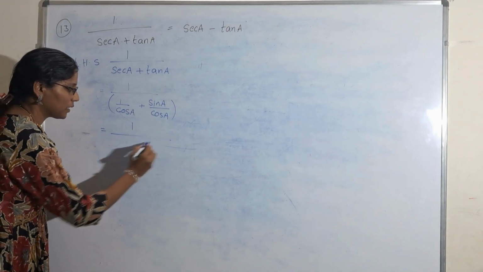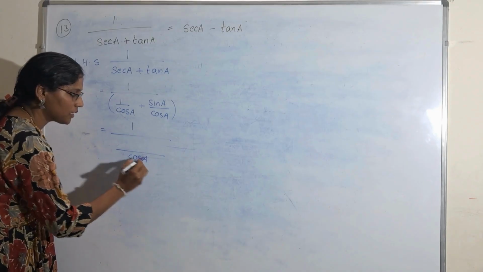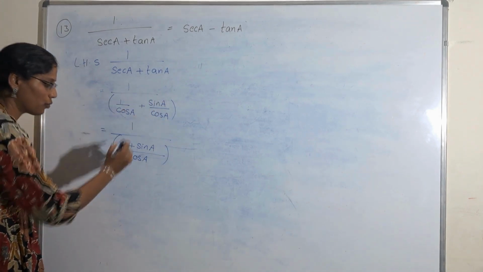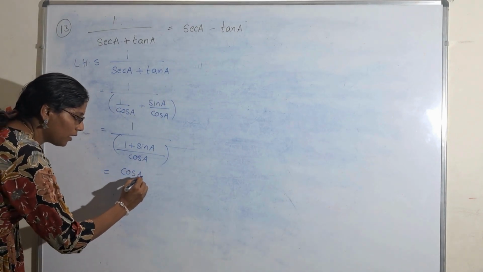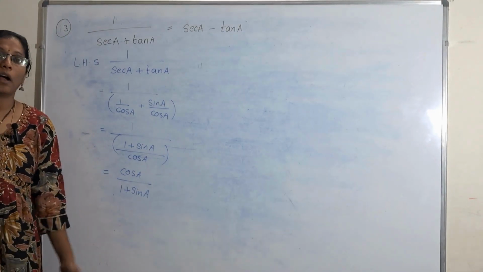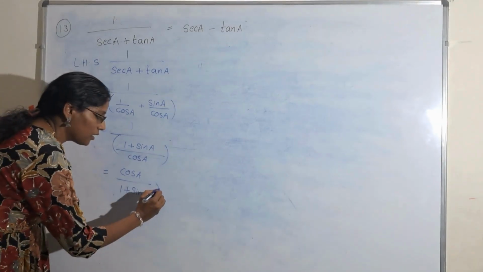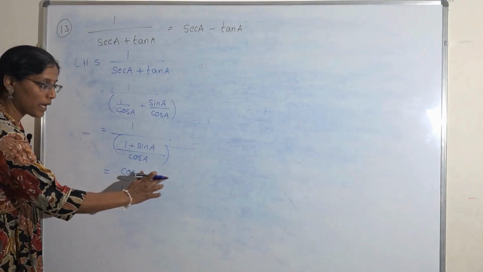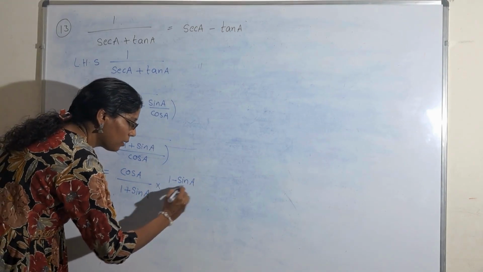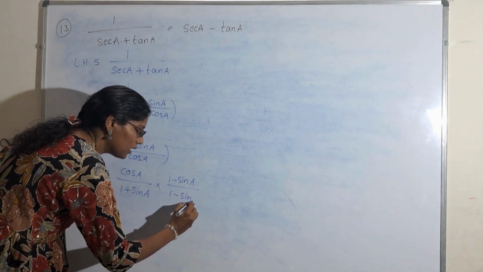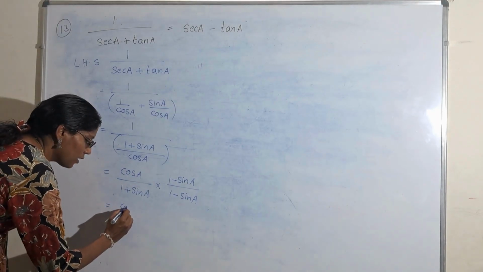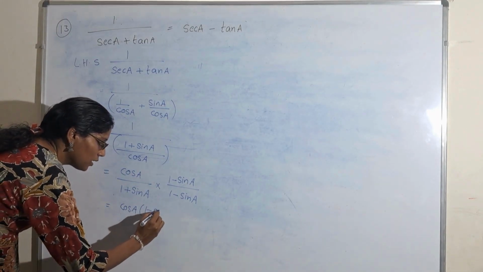In the denominator we have to take the LCM. Cos A is the LCM: 1 plus sin A. Reciprocal you should write: cos A by 1 plus sin A. This type of problem we have to do denominator rationalizing. Denominator rationalizing means here plus, so minus we have to multiply and divide: (1 minus sin A) by (1 minus sin A). In the numerator you should multiply: cos A into (1 minus sin A).